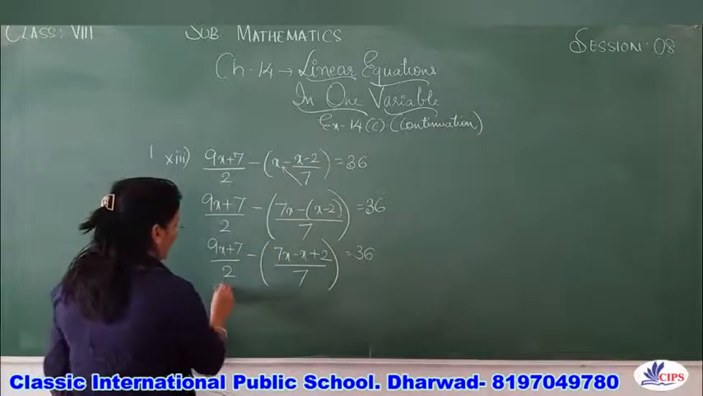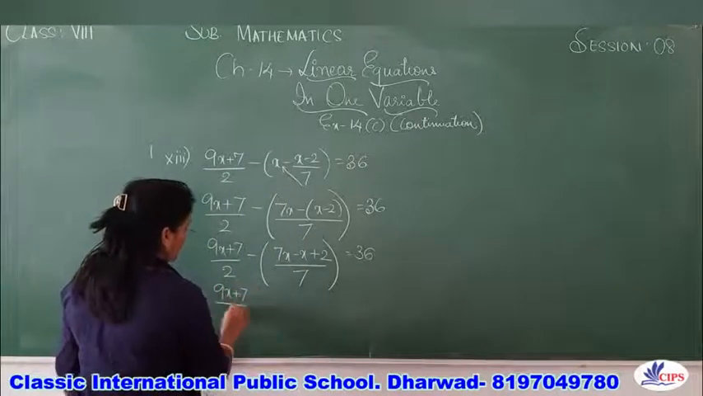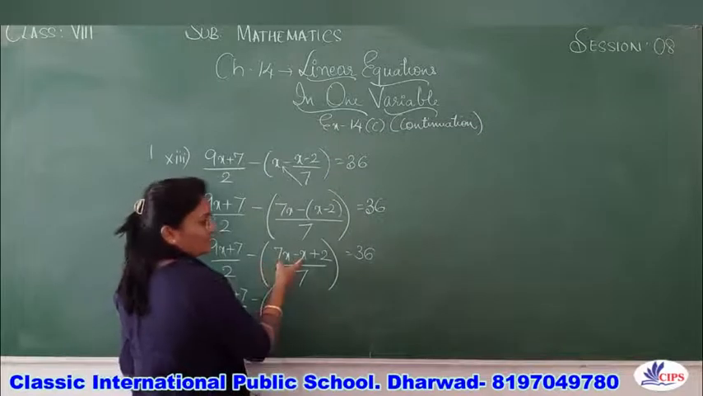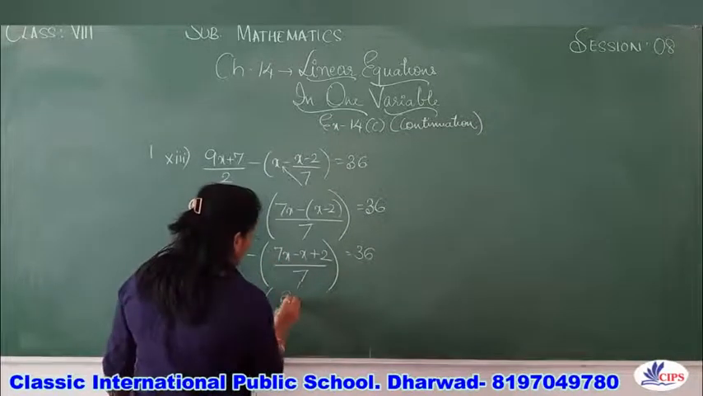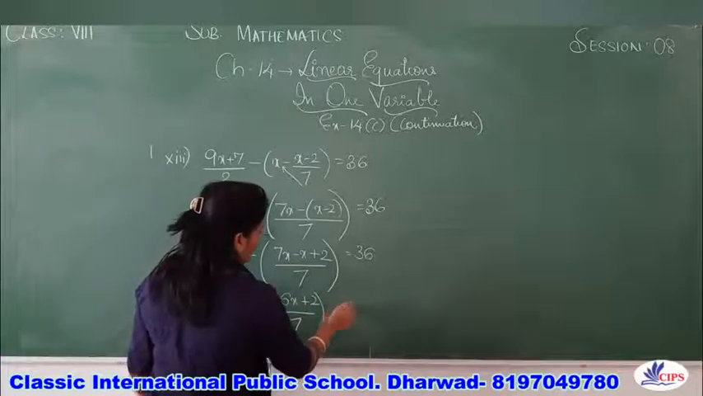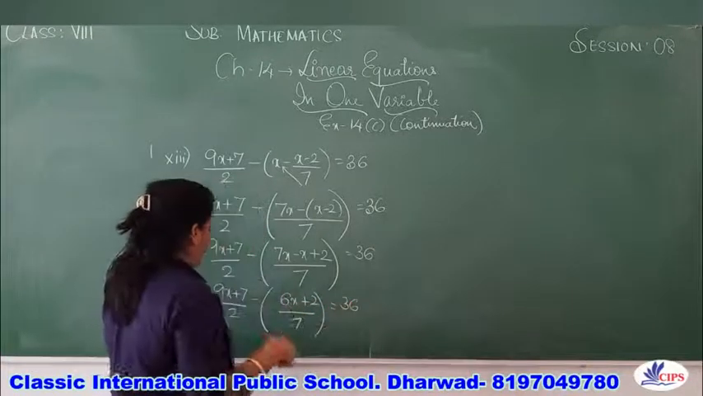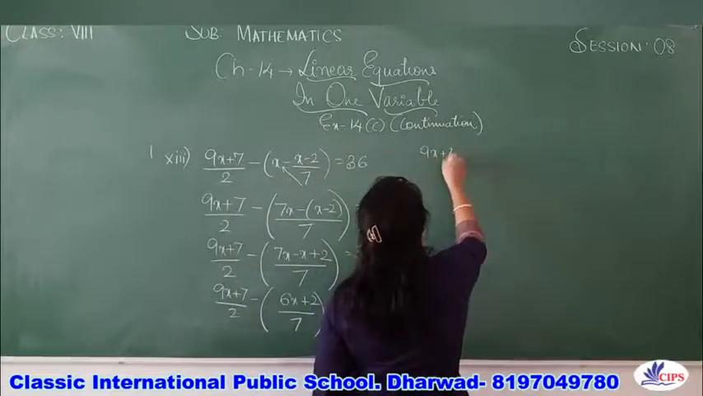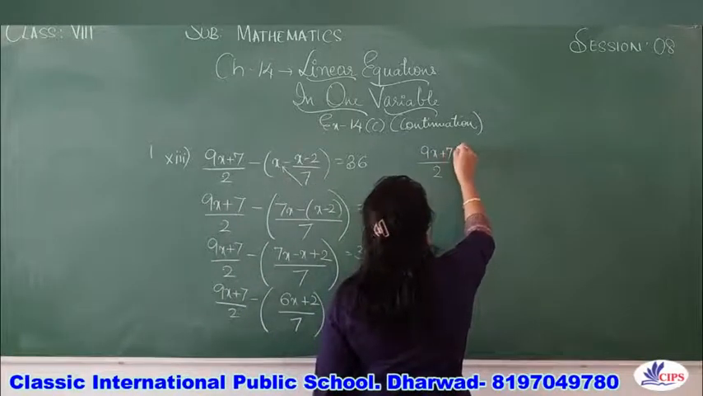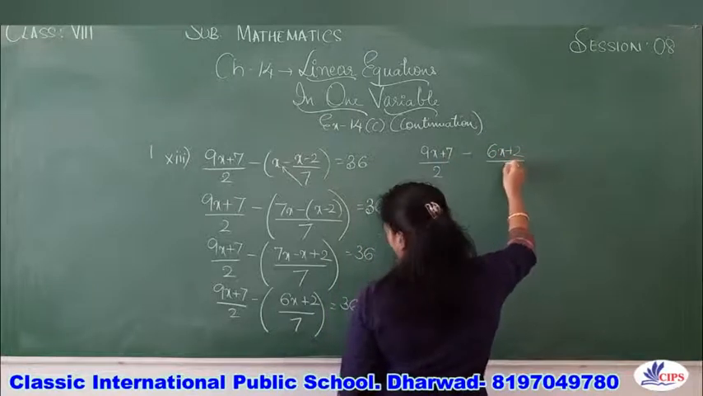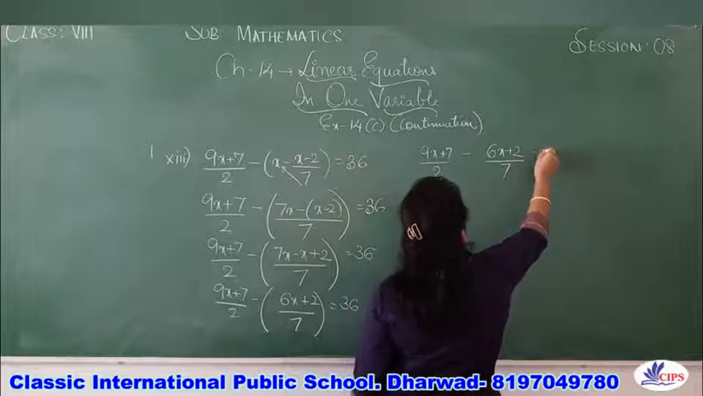Now we have 9x plus 7 as it is minus. So here we have 7x minus x. What is 7x minus x? It is 6x plus 2 by 7 equals to 36. Now I will continue the sum that side. So we have 9x plus 7 by 2 minus 6x plus 2 by 7 equals to 36.